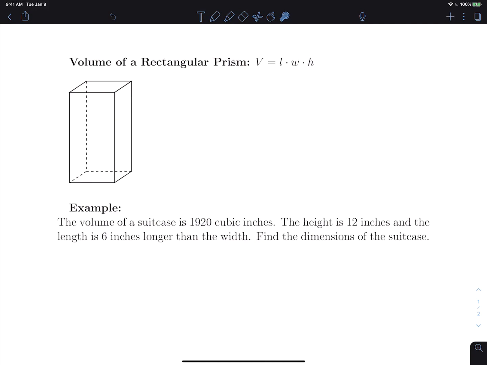Now, a prism, in this case a rectangular prism, has a base that is a rectangle. And then the prism comes from the fact that it's technically a right rectangular prism. It has a vertical rise of some height. So we have the length and the width like normal, and then we have the height. And this is going to be the rectangular prism, where the volume is going to be the length times the width times the height. Excellent.